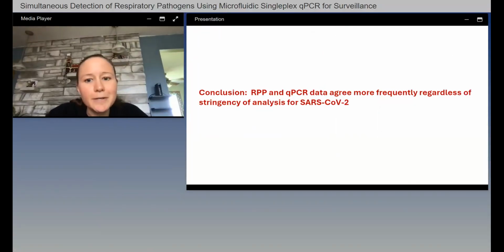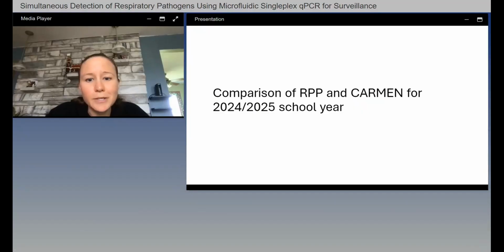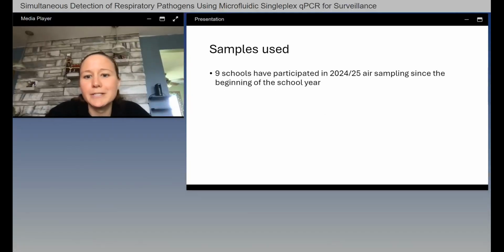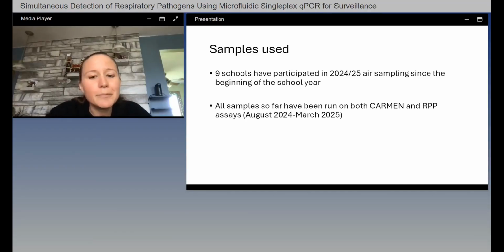Overall, we concluded that the RPP and qPCR data agree far more frequently regardless of the stringency of analysis for SARS-CoV-2. However, there's a lot of other targets in both the Carmen and the RPP assays. So next, we decided to compare those two assays with samples from the 2024-2025 school year. The samples we used are from 9 schools that have participated in the air sampling program since the beginning of the school year. So these samples were collected from August 2024 to, at the time of this talk, present day, which was March 2025. We have data for April now as well.